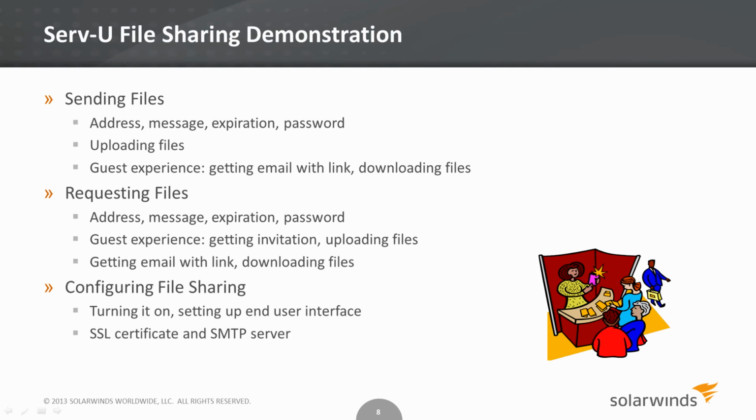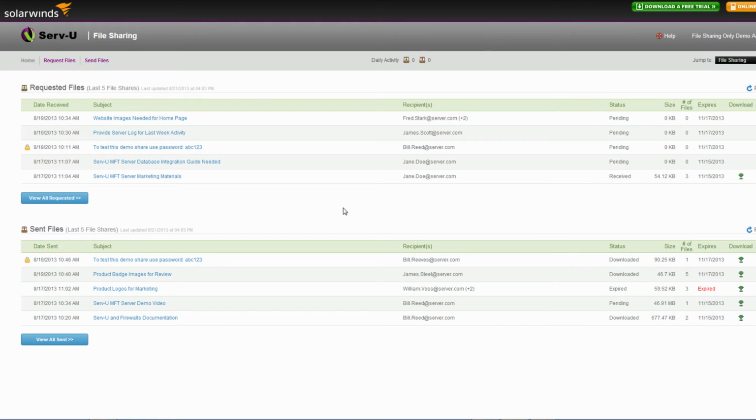Now I know you are itching to see what this looks like in person, so I am going to bring up a demo. What we're looking at is the Serv-U file sharing interface. We have here a list of requests that have gone out. For example, I need some website images for my homepage, so I sent that to 2 people. They haven't sent it back to me yet. Here's another request. I'm looking for marketing materials. I sent that to Jane Doe. She was kind enough to receive my invitation, and she has sent me back 3 files totaling 54 kilobytes.